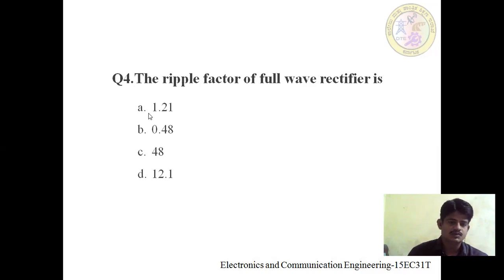Okay. Let's begin with the options. The first option says 1.21. Here also there is a chance of getting confused, because 1.21 is the correct answer for the half wave, since the ripple factor of a half wave rectifier is 1.21, but here the question is regarding the full wave. So this is not the correct answer. Then 0.48, yes, it is the correct answer for this question. 48, wrong, and 12.1 is also a wrong answer. The correct answer for this question is option B, 0.48.